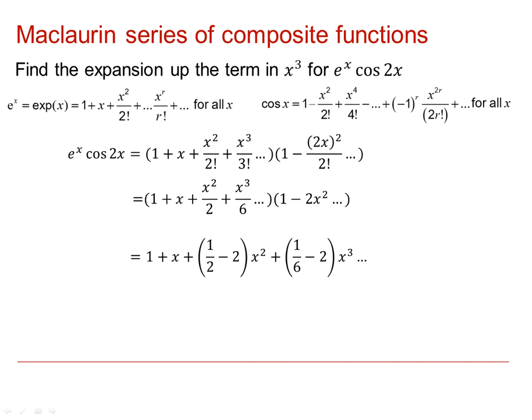And then all we need to do after that is to simplify those to give the final value: 1 plus x, then minus 3 over 2 x squared, and minus 11 over 6 x cubed. So there we have the expression up to the term in x cubed.